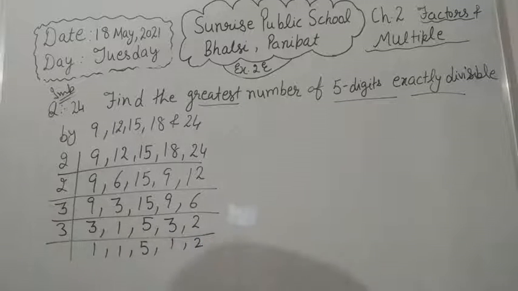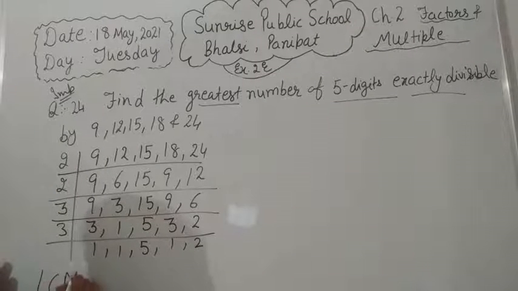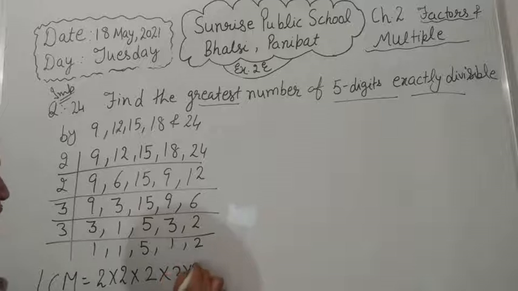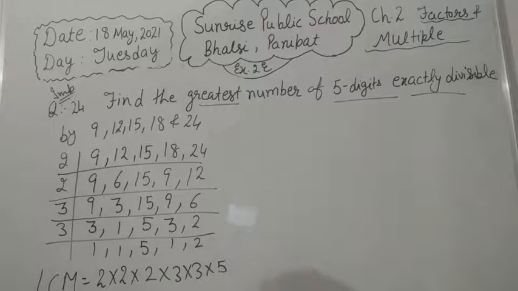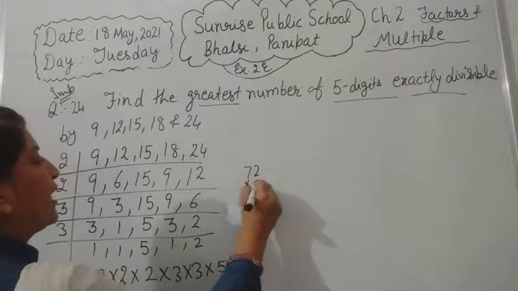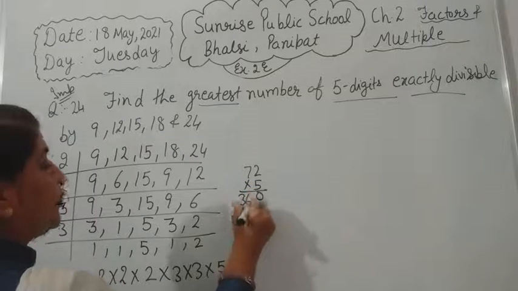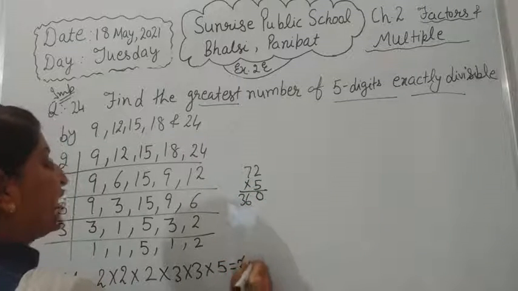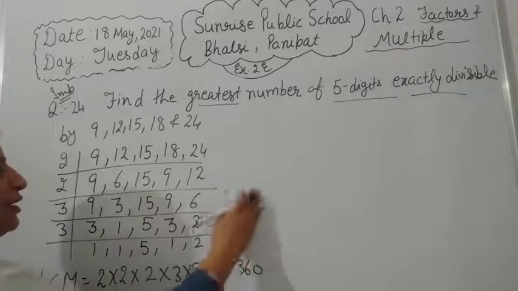Now here we see that our 2 comes 3 times. So we write here LCM, that is equal to 2 multiplied by 2 multiplied by 2, and 3 comes 2 times, so we write 3 two times, and 5 comes only 1 time. Now we have to multiply all these numbers, and after multiplying we get 2 2s are 4, 4 2s are 8, 8 3s are 24, 24 3s are 72, and 72 multiplied by 5 is equal to 360. It means that your LCM becomes 360.